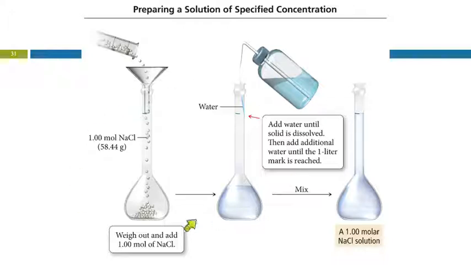So when we make a solution like this from the solid, the mass of the solid that we put into the flask is what we need to convert to moles. And the volume of the whole solution that we made is the volume that we use to calculate the molarity.